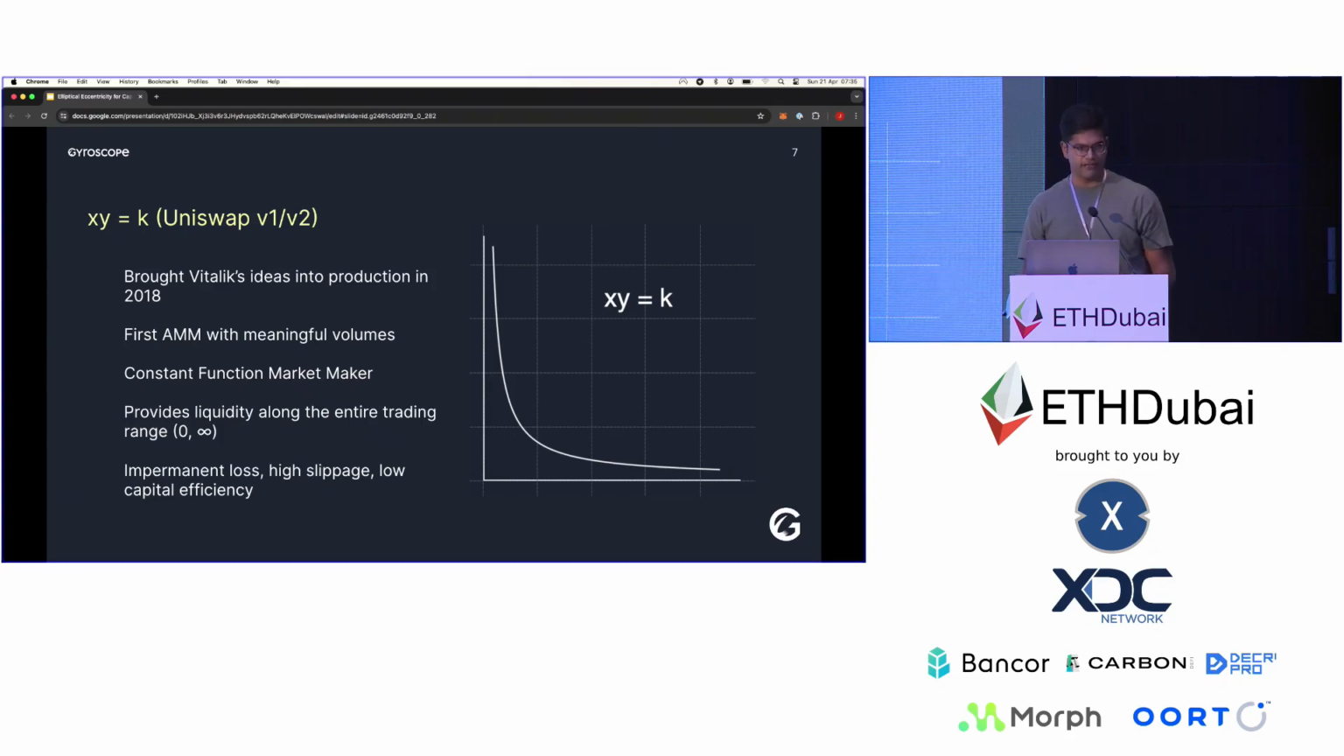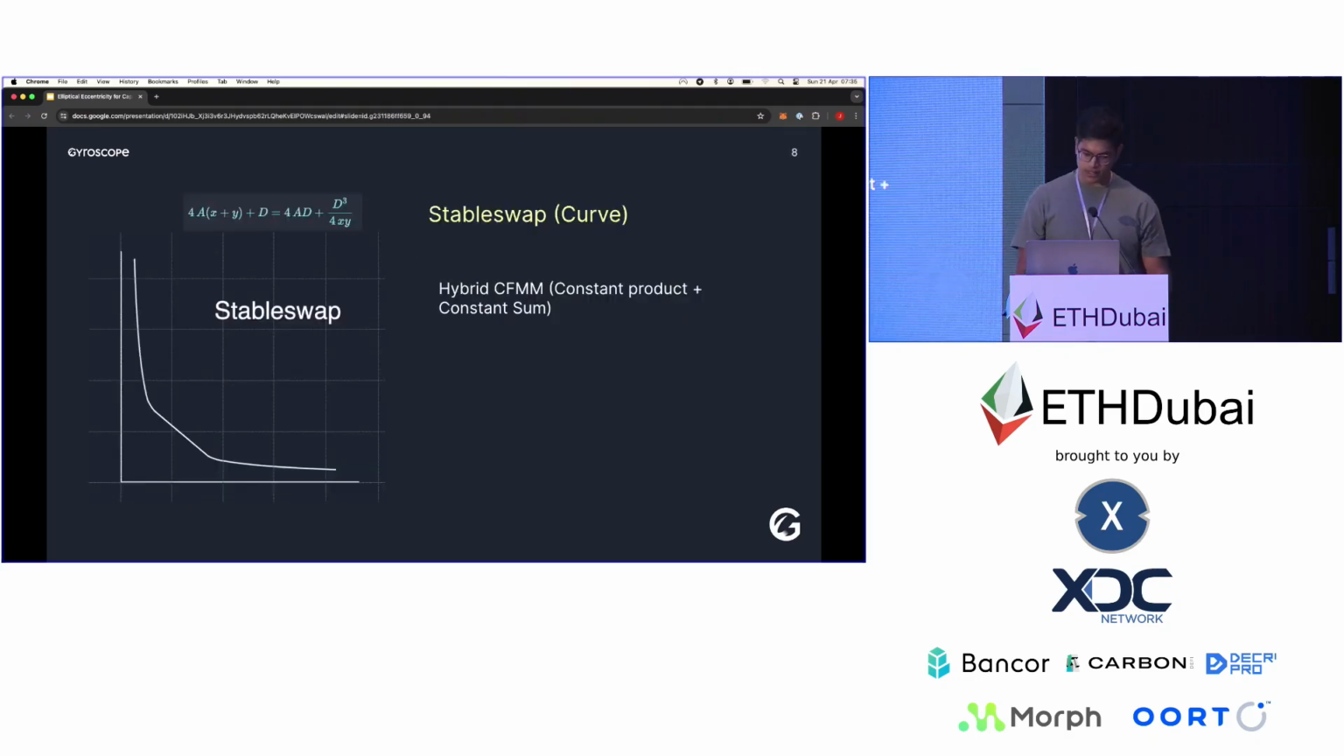However, the nature of the invariant curve XY equals K means that the liquidity is reserved for trading activity across the entire price range from 0 to infinity. So this is good for guaranteeing trading volumes at all prices, but thinly spreading liquidity over the entire range leads to increased slippage, which increases impermanent loss and results in low capital efficiency. So the next design question is, is it possible to focus liquidity into a range, since many trading pairs fall within a given range, particularly stablecoin pairs?